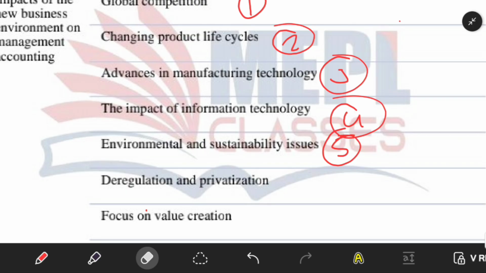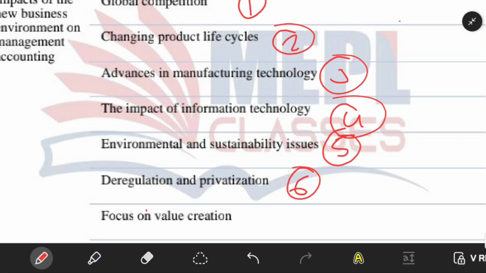Now, the sixth point is deregulation and privatization. Today's government policies like GST, income tax laws, and import export laws keep changing, right? So the management accountant keeps track of these and gives advice to the business, that is, how to follow these new rules and how to take advantage of benefits under new policy. Example, if the GST rate changes, the accountant recalculates pricing and profitability.